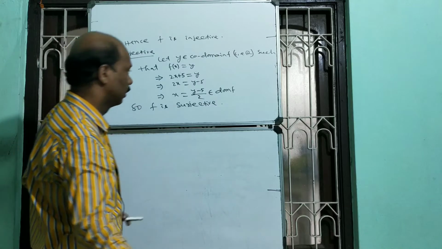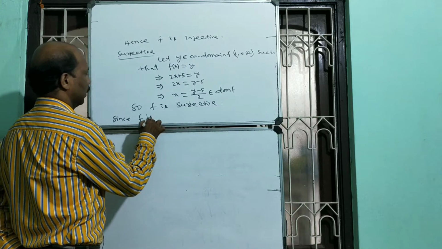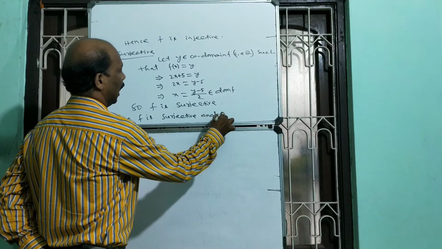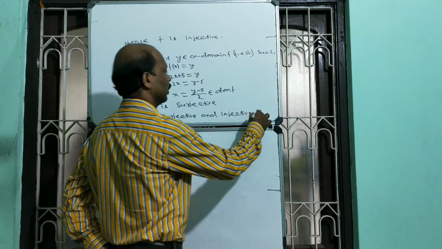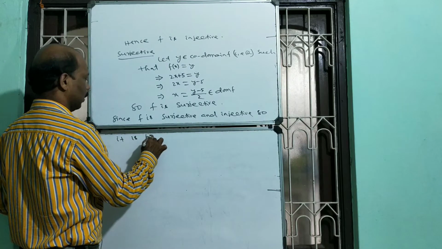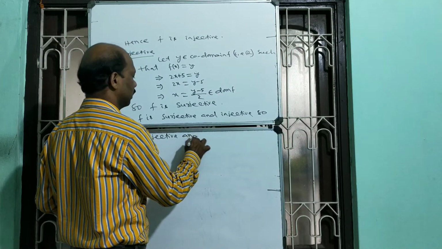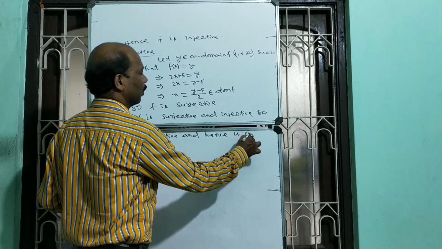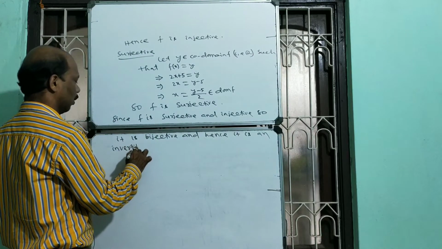Since f is surjective and injective, it is bijective, and hence it is an invertible function.